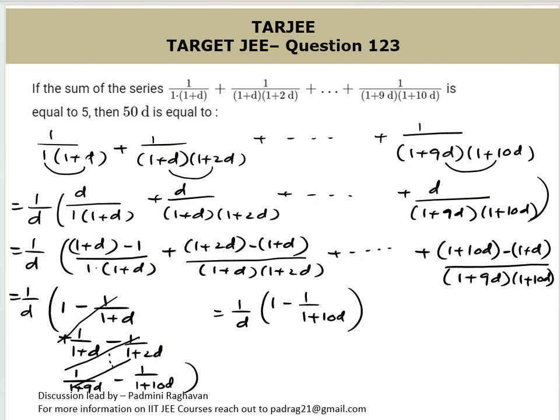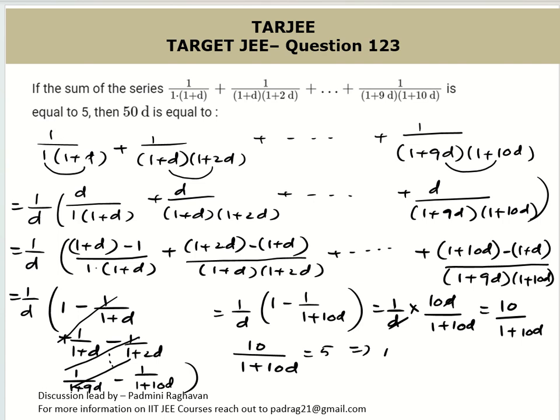When we take LCM, you get 1 plus 10d minus 1, which is 10d, divided by 1 plus 10d, which is nothing but 10 divided by 1 plus 10d. Now let's read the question. We are given the sum of this series is equal to 5. So we have 10 divided by 1 plus 10d is equal to 5. So cross multiply, you get 10 is equal to 5 plus 50d. So we get 50d is equal to 5.